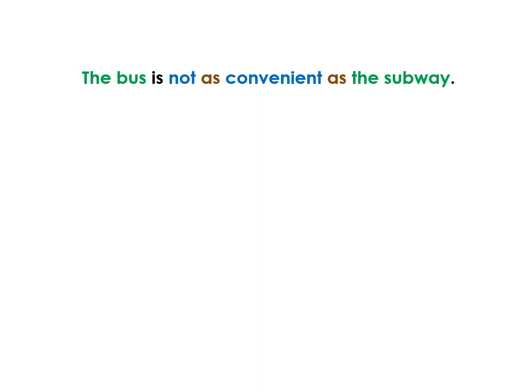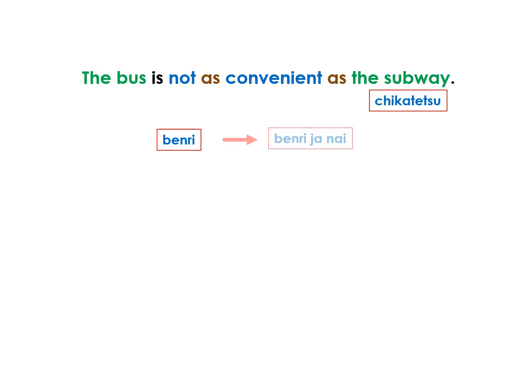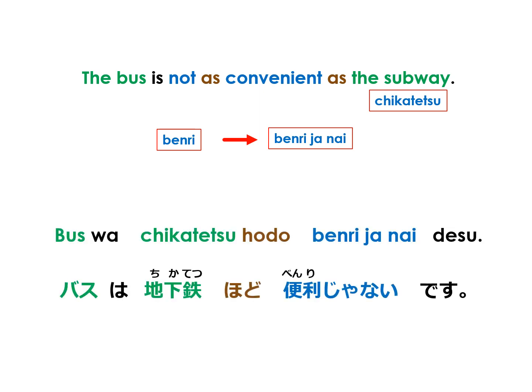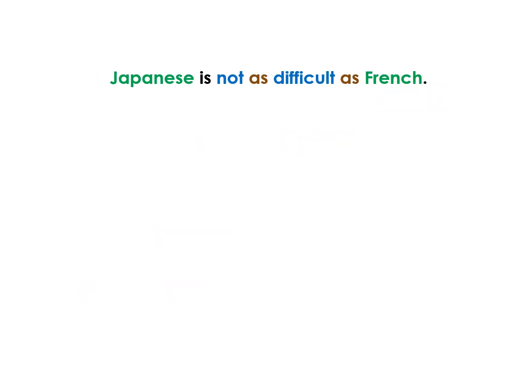Another example, the bus is not as convenient as the subway. Subway is chikatetsu, and convenient is benrina. It is a na adjective, so its negative conjugation, meaning not convenient, is benri janai. So putting it all together, in Japanese we say, basu wa chikatetsu hodo benri janai desu. バスは地下鉄ほど便利じゃないです.